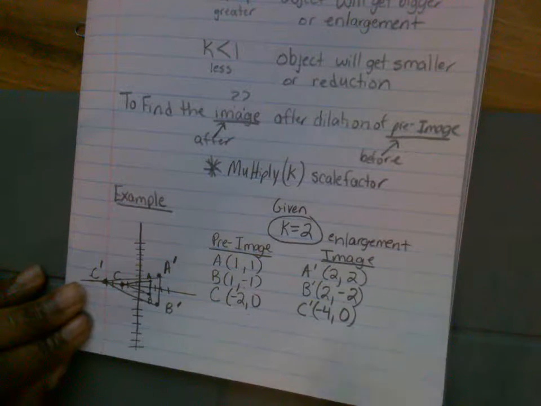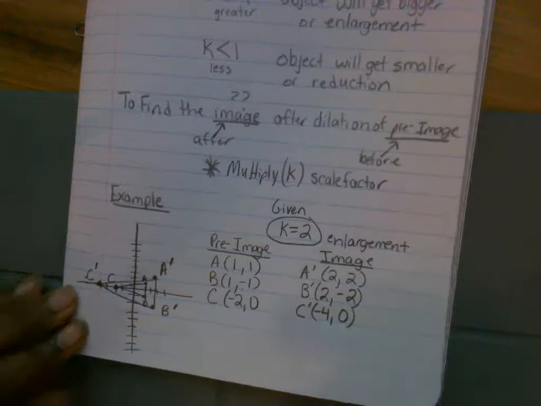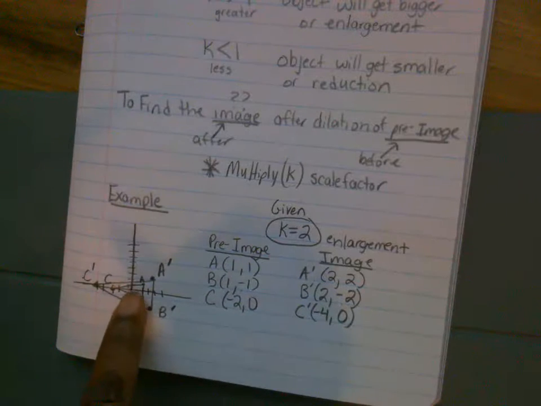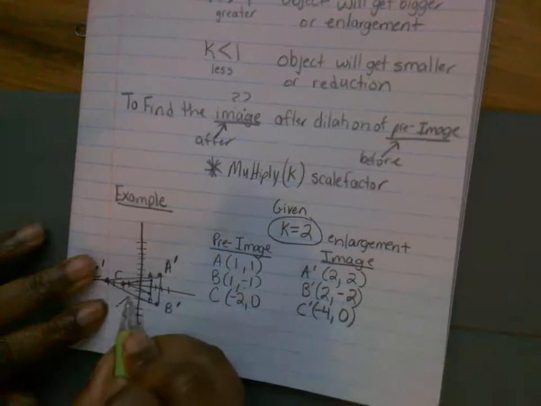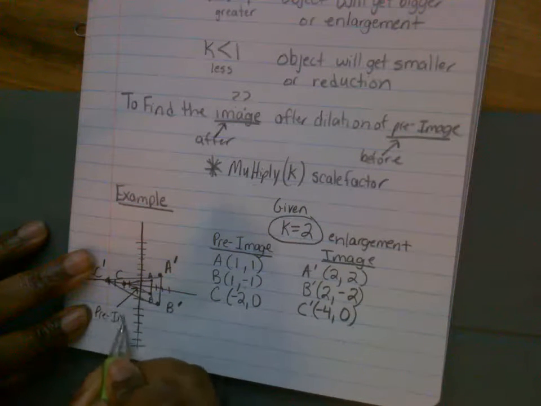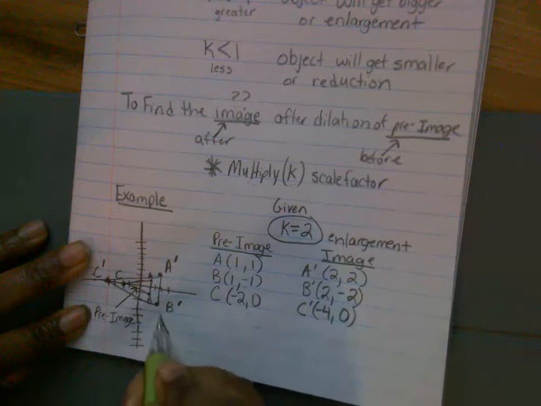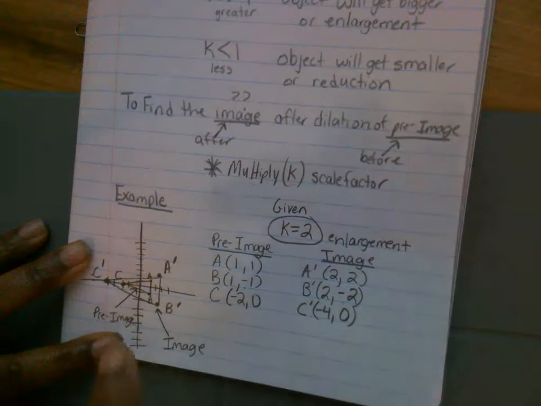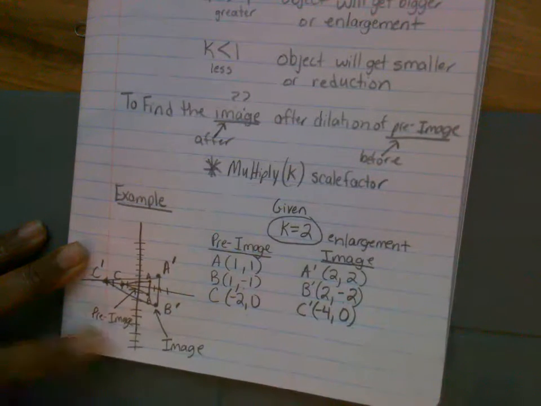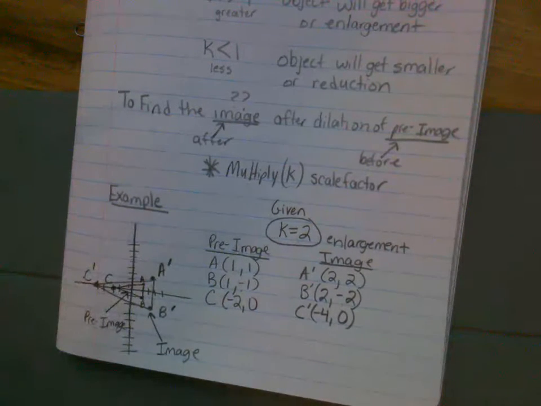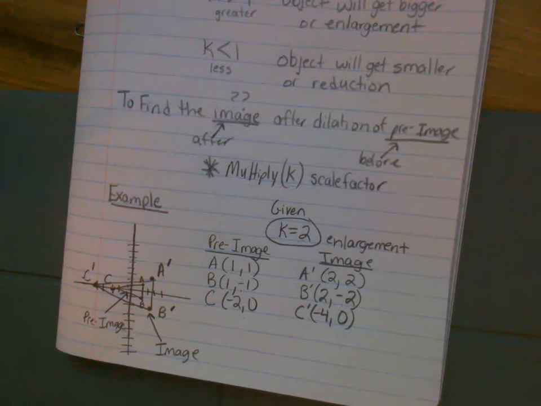Still a triangle, they're still proportionate, but the image is larger. It's 2 times as large as the pre-image. So I'm going to label the smaller triangle as the pre-image, and I'm going to label the larger triangle as my image. My image is 2 times as large as the pre-image, which means that the pre-image is half the size of the image, okay? It's smaller than the image.